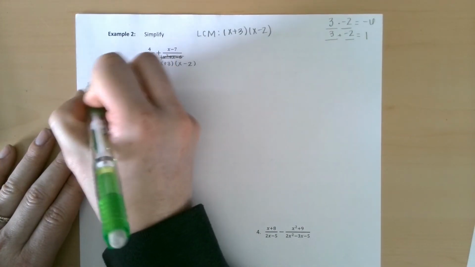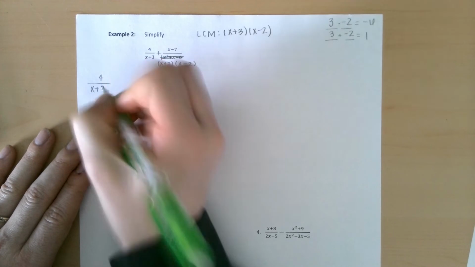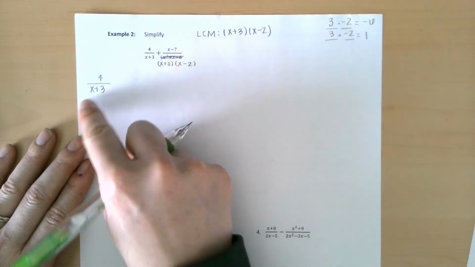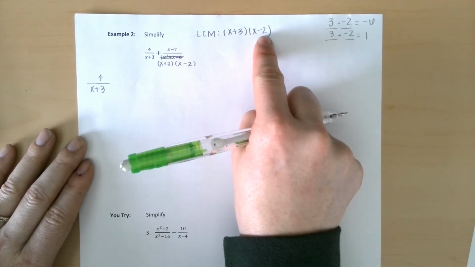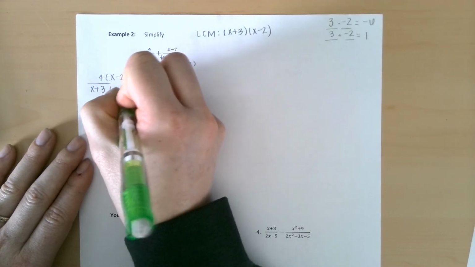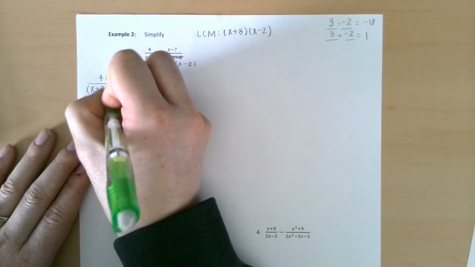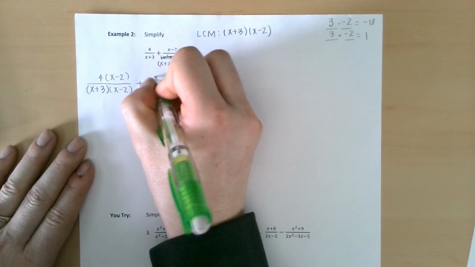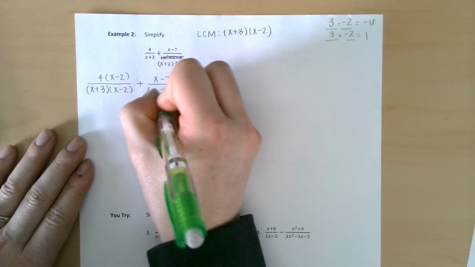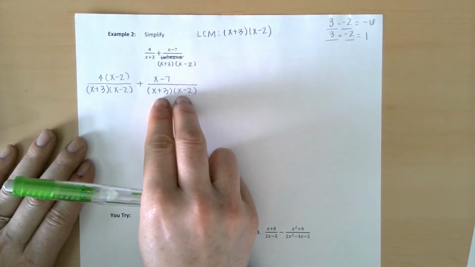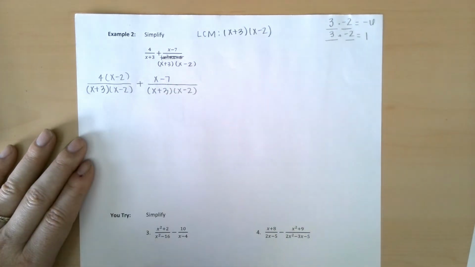We'll rewrite that first fraction and compare the denominator to the LCM. It looks like it has the x plus 3, that part matches, but I am missing the x minus 2. So I'm going to multiply numerator and denominator by x minus 2. Rewriting the second fraction. Comparing my denominator to my LCM. Looks like it matches already, so I don't have to do any multiplying here.